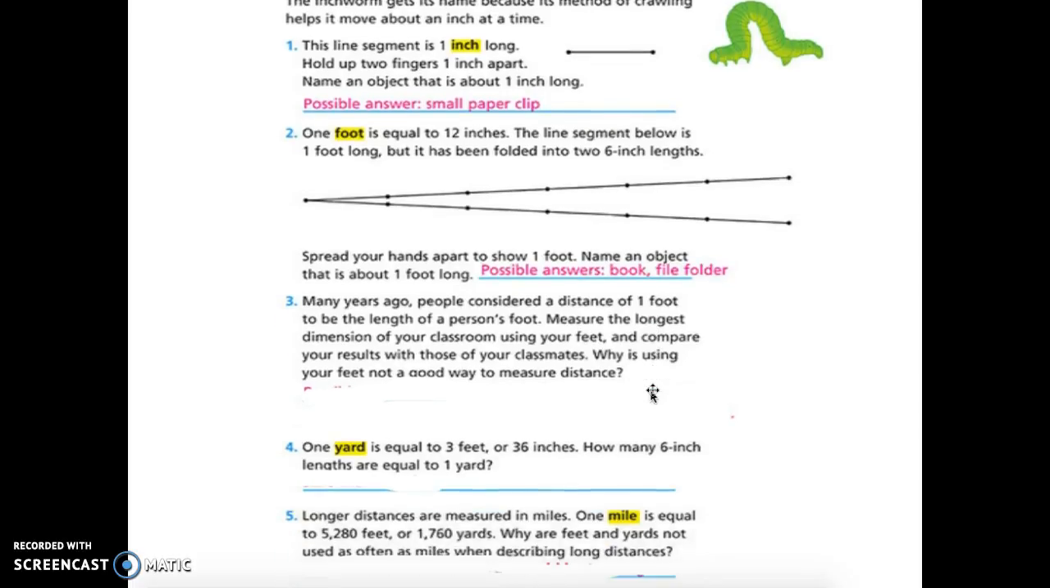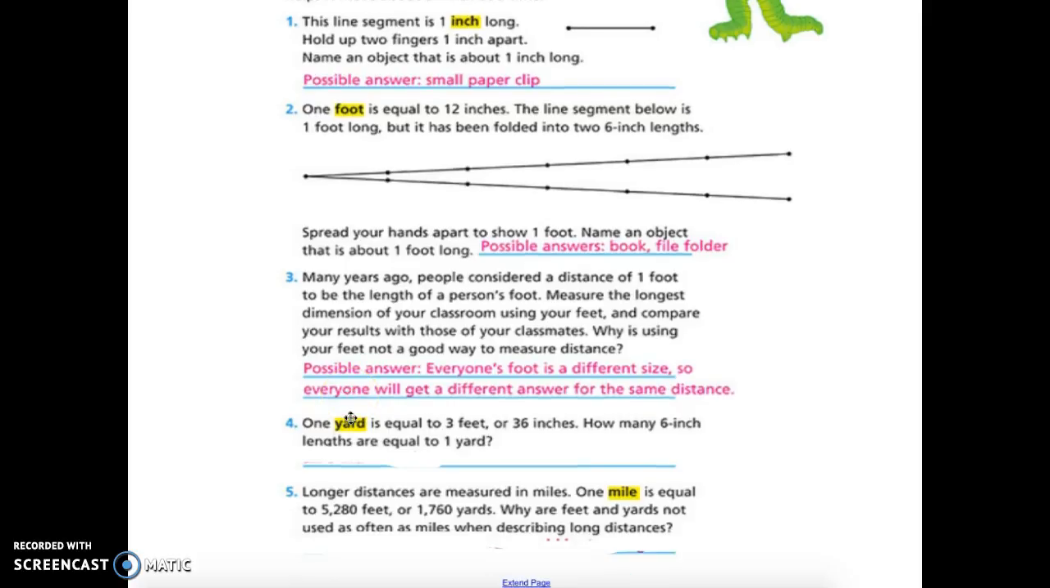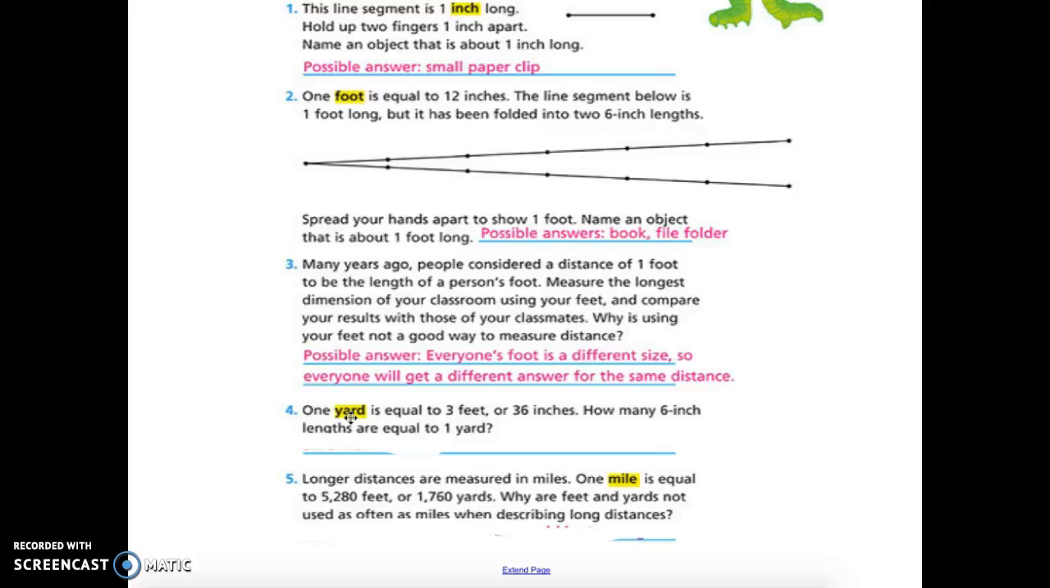All right. Now, many years ago, people considered a distance of 1 foot to be the length of a person's actual foot. They would take their feet and count how many steps it would take to get somewhere, and then they'd say that's how many feet it was. But if I compared my foot to your feet, and we found the biggest foot and the smallest foot in the class, would they all actually be a foot long? And the answer is no. Everyone's foot is a different size, so everyone would get a different answer, and it wouldn't work as an actual tool for measurement.